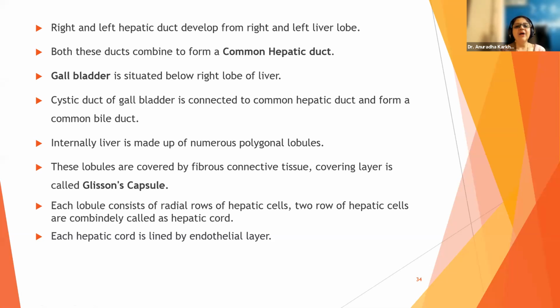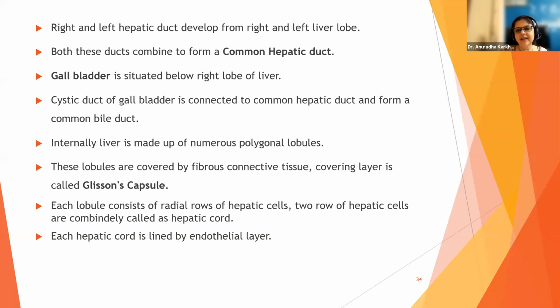Okay. Now, internally. So this was the external structure that we have studied. We have not gone inside. Now we're going to go inside the liver and try to understand how exactly and what exactly the liver is going to look like from inside. Okay. So internally, liver is made up of numerous polygonal lobules.